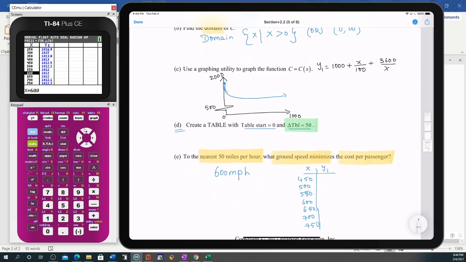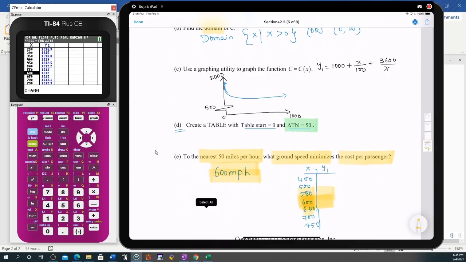so that we can see that even though at 550, 600, and 650 you see the same y value, I'm just taking the middle value. Therefore, 600 is the minimum value here. I hope you understood it. Again, if you have questions, please ask.